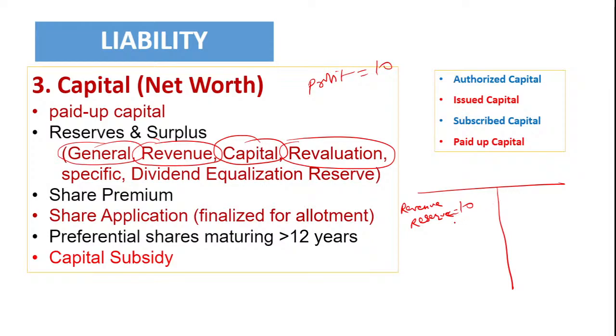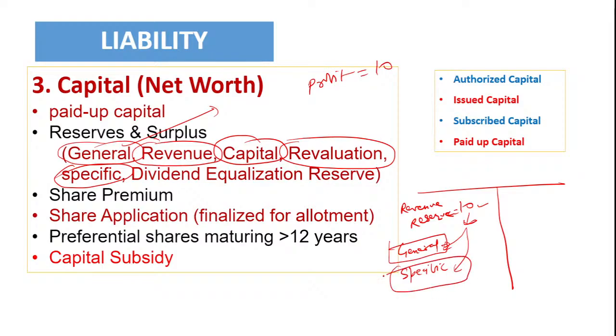Now, friends, what is general reserve? What is the difference between the general reserve and a specific reserve? Suppose the company wants to create a separate reserve for a future expansion plan, for a future contingency plan and all this. So the company has two choices. They can create a general reserve and they can also create a specific reserve. Out of 10 lakh rupees, some portion they will shift towards the general reserve and some amount they will shift toward the specific reserve.